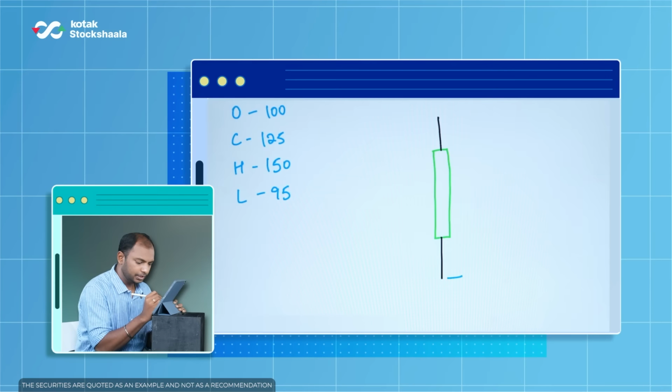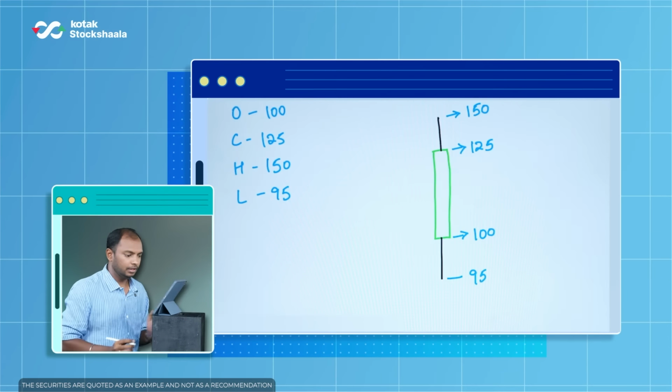This is the low price, which is 95, and the lower part of the body is the opening price, which is 100. The upper part of the body is the closing price, which is 125, and the highest part of the entire candle is the high price, that is 150. So if this is how your candle is looking, then congratulations, you have learned how a bullish candlestick is formed.